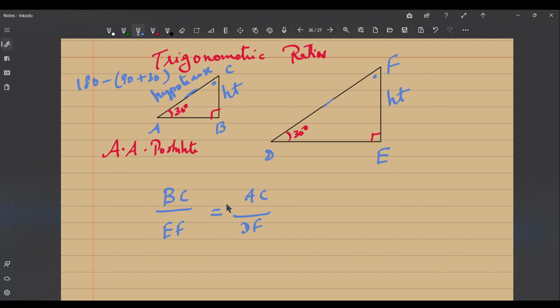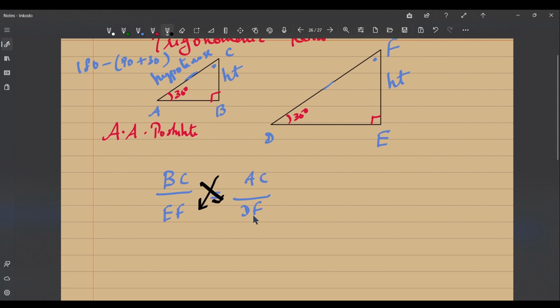So these two ratios are equal. The corresponding sides are in ratio for similar triangles. Now our purpose for writing this ratio is to manipulate it somehow and try to represent it as a ratio of one single triangle. You will understand it better when we finish it. I am just cross multiplying. I get BC multiplied by DF will be equal to AC multiplied by EF on cross multiplication.